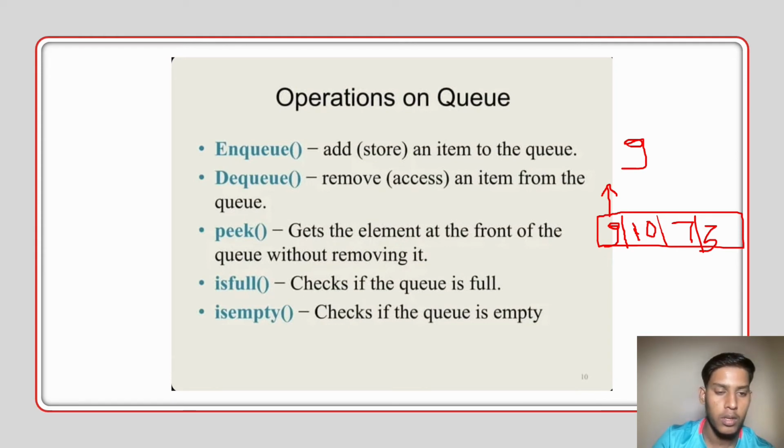Is full check means all the slots are filled; this is an example of a full queue. And the empty queue means there is no data in the queue. This is an empty queue.